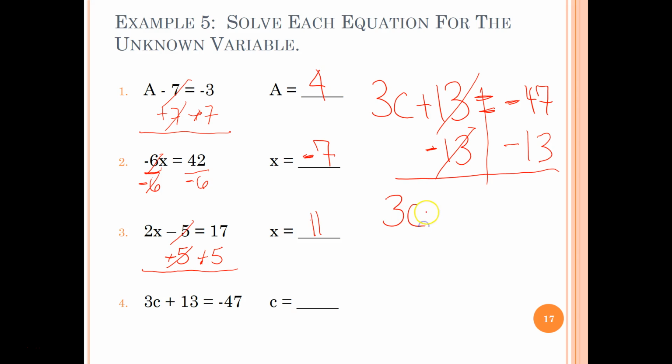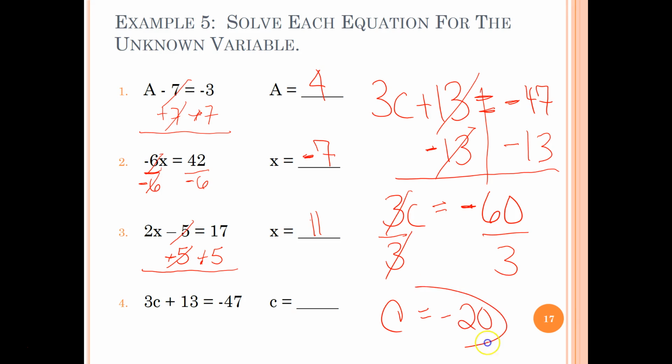So we're left with 3c equals negative 47 minus 13. This is where I start to see those sign issues, so just make sure you're validating your results. And if you do, you're going to get negative 60. Now, since we want c, not 3c, we'll divide both sides by 3 so we can get c completely by itself. And that leaves us with c equals negative 20.